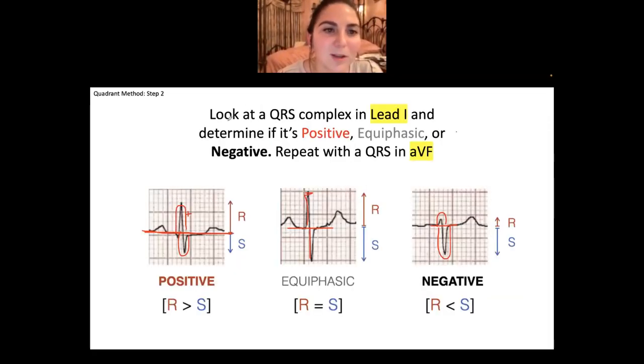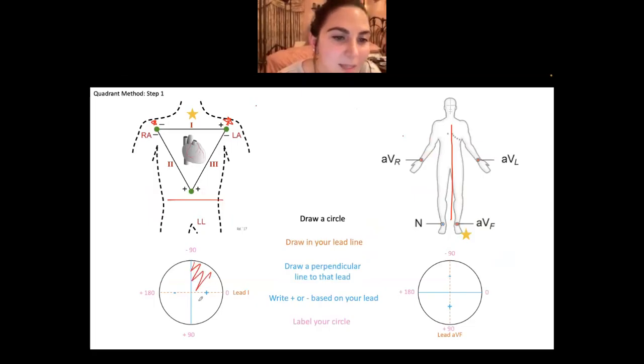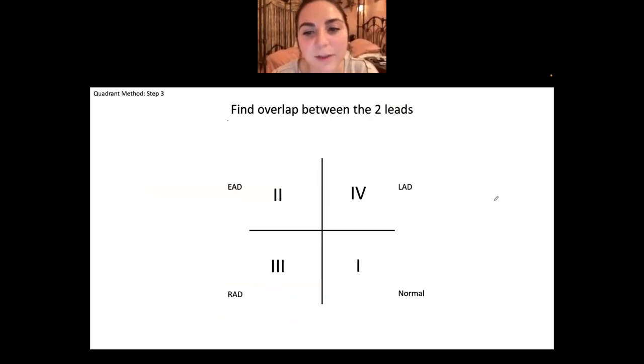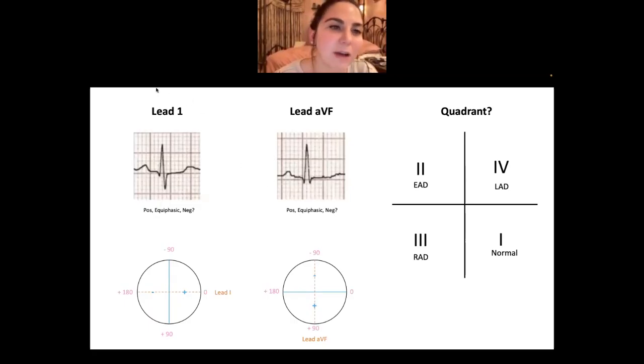Okay? So once you determine that, I skipped a step. You're going to fill it in on your circle. So you look at lead 1, look at its QRS complex, and fill in whether it was positive, equiphasic, or negative. Let's say it's positive, you would fill in the positive side. On your AVF circle, if it's positive, you would color in the positive side. And then when you do that, you should have an overlap between the leads. So I'll show you this example. We'll do it together.